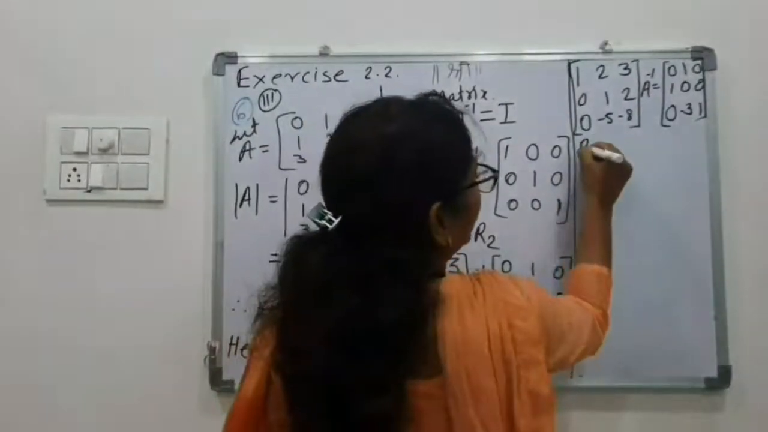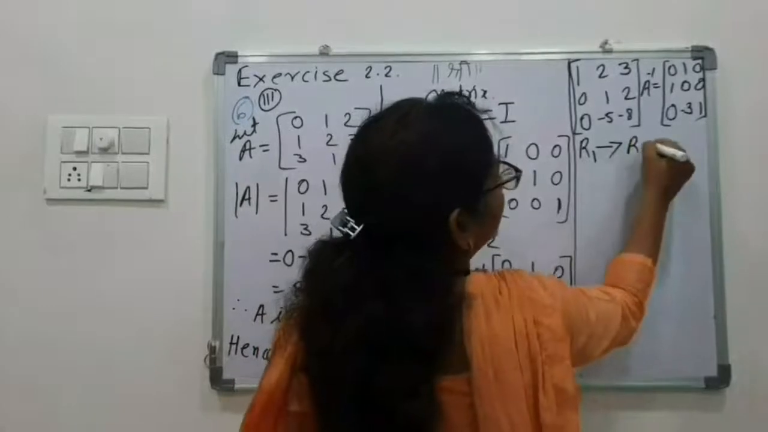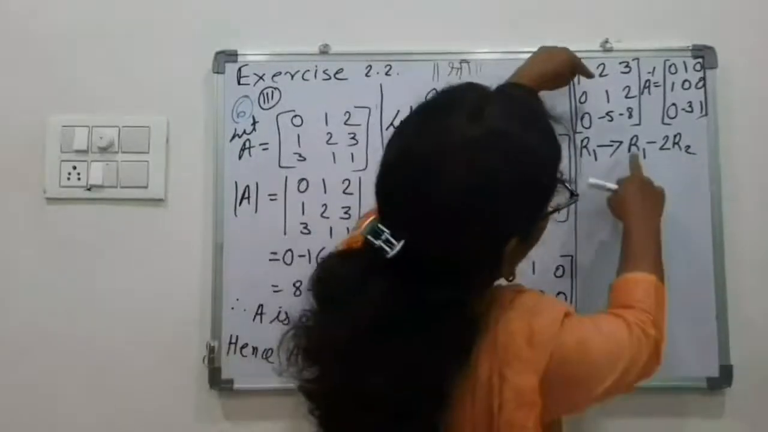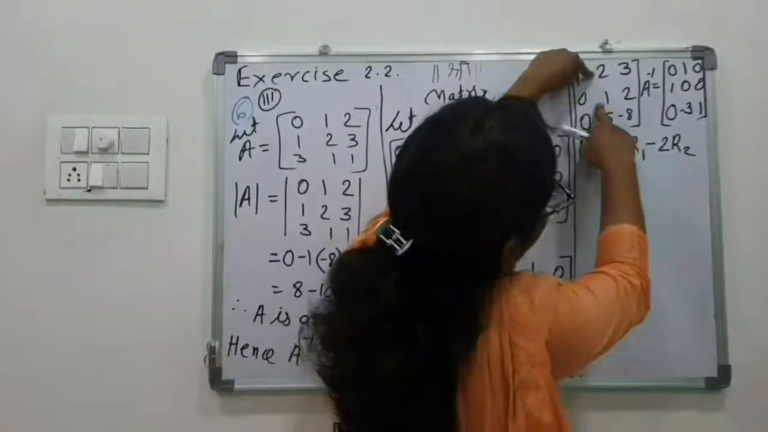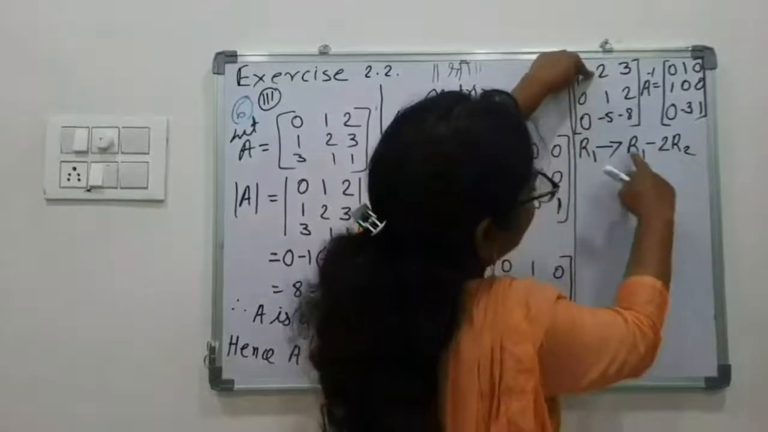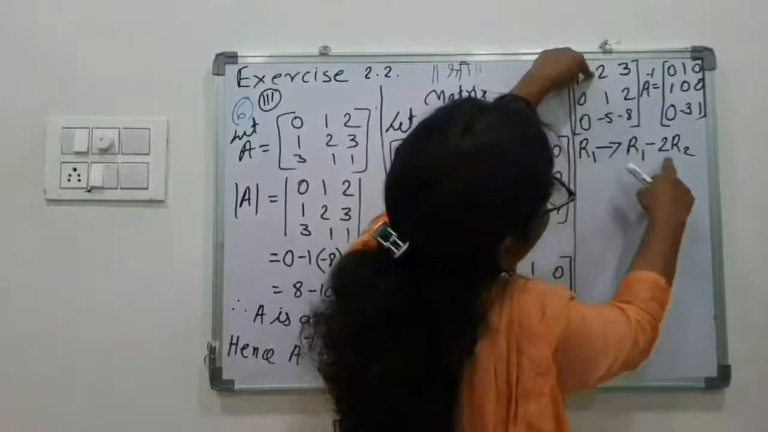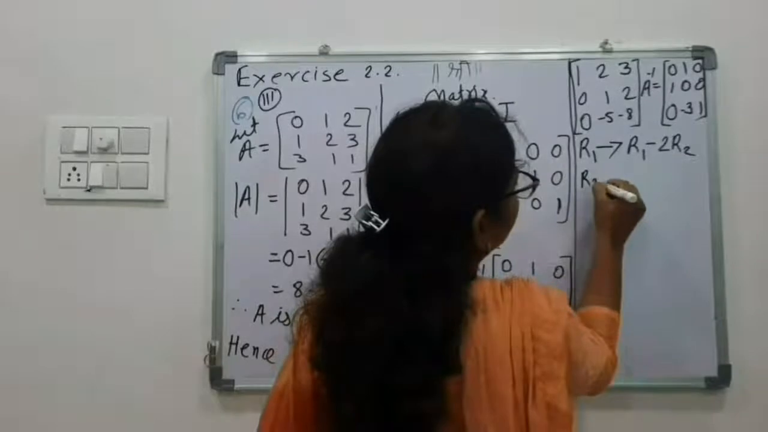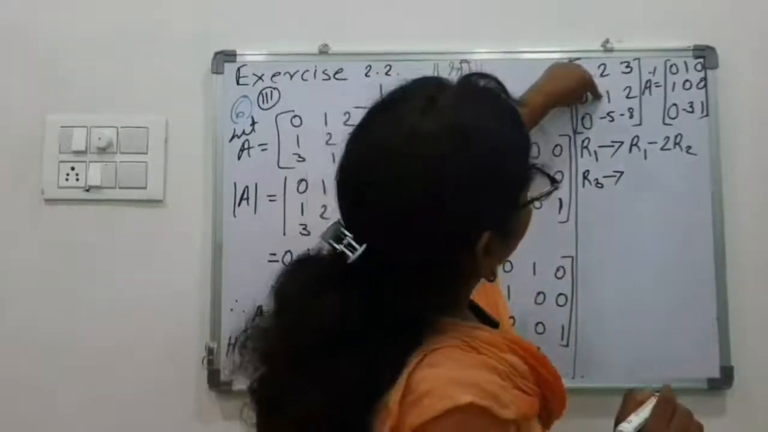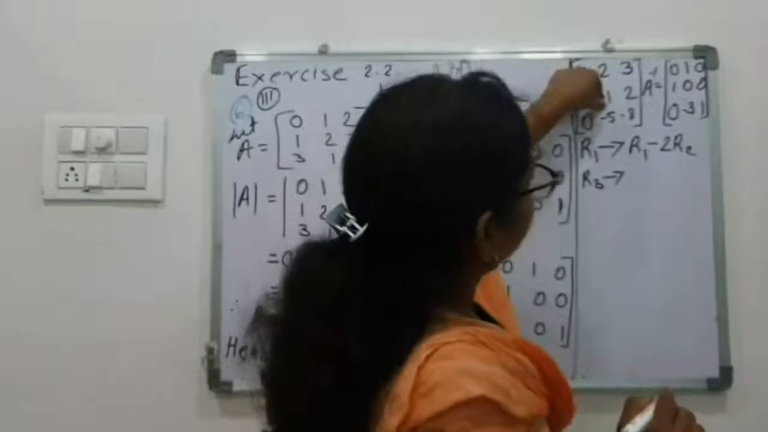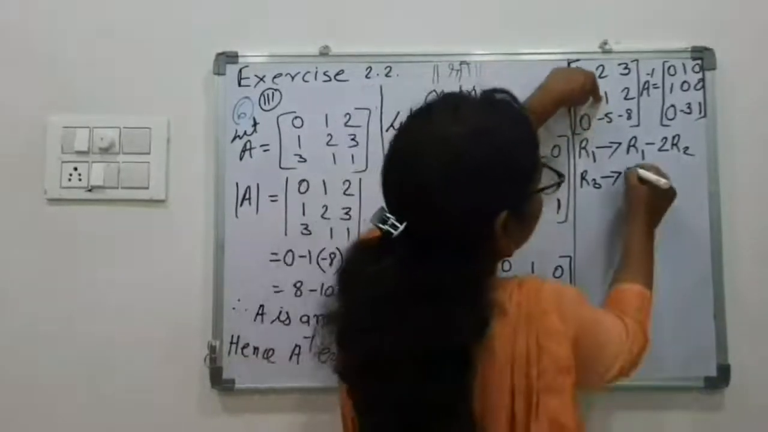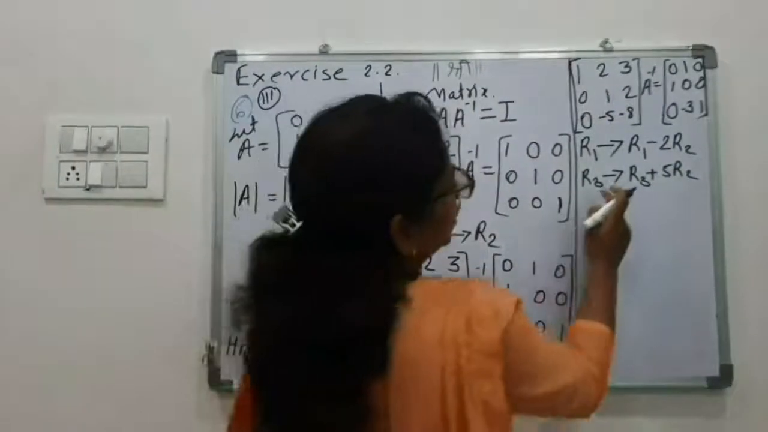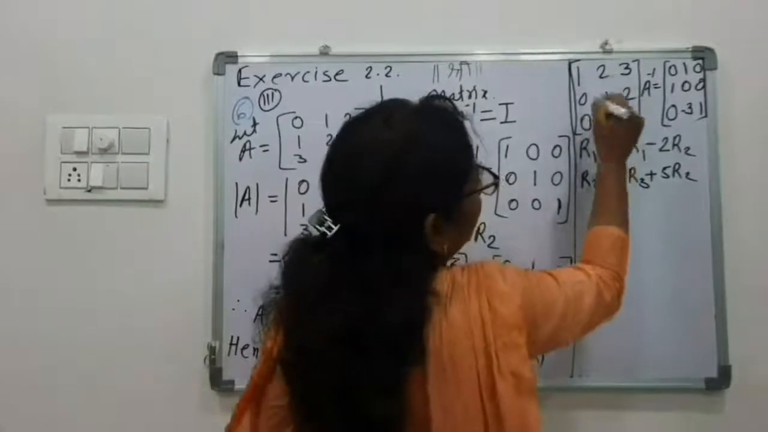So at the place of R1 what we will do? R1 will change to R1 minus 2R2. Means what will happen? R1 is 2. Then if we multiply this by 2 and subtract, we will get 0. So R1 is R1 minus 2 into R2. Okay. Then for this R3, now if we multiply this by 5 and add that with this minus 4, we will get 0. Means R3 plus 5R2. Understood? Now apply here. So R1 and R3 we have to change.